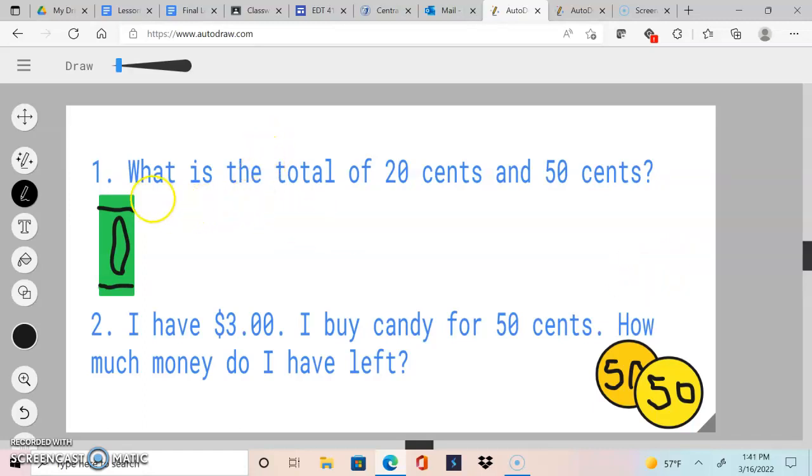So these are two warm-up questions that I came up with. The first one is, what is the total of 20 cents and 50 cents? So the students could come up to the board and then draw 50 plus 20, and they can do their math right on the board so that everyone else can see their thinking process and what they're doing to find out their answer.